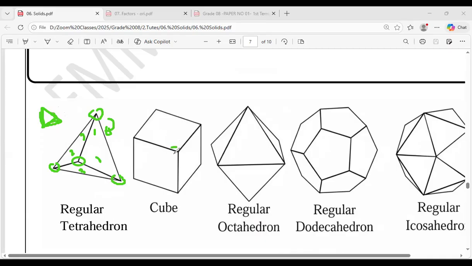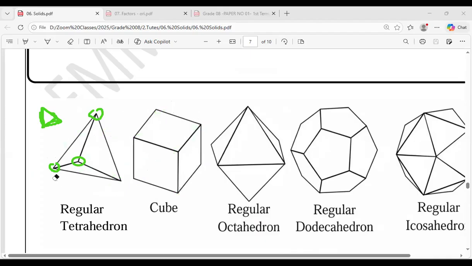Cube: if I consider this vertex, this is the first face, second face, third face. There are 3 faces meeting at this vertex, and all of these faces are identical squares. If you consider this vertex, first face, second face, and below you have the third face. If you count at each and every vertex, there are 3 identical square faces meeting.